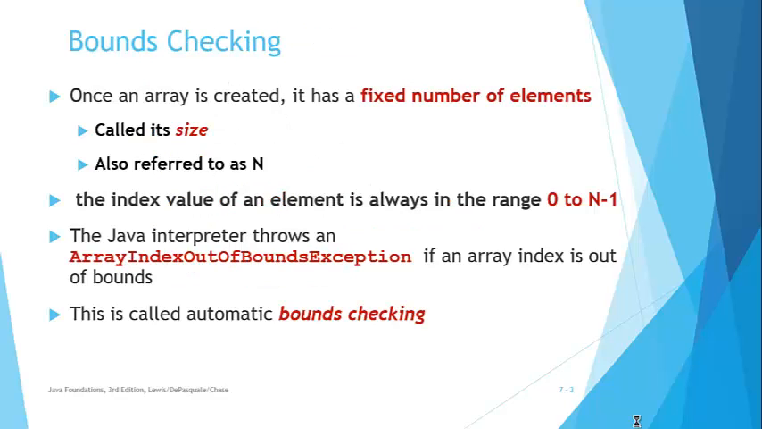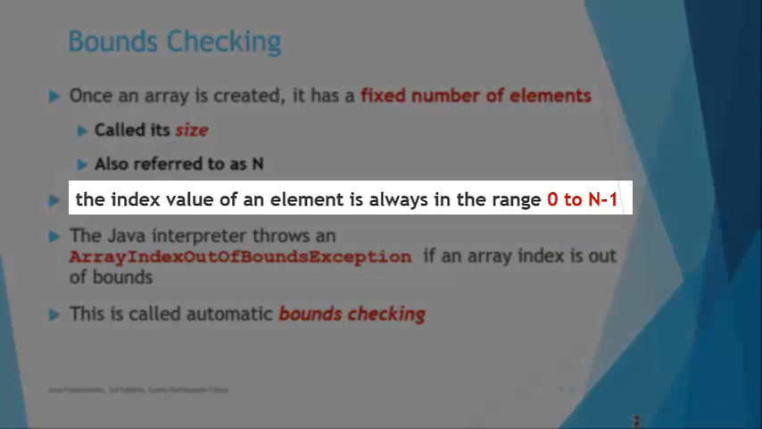Once an array is created, it has a fixed number of elements, called its size. This is also referred to as capital N. This lets the compiler allocate enough space to hold the array as a contiguous unit in memory. An index used in an array reference must be an integer, and it must specify a valid element.